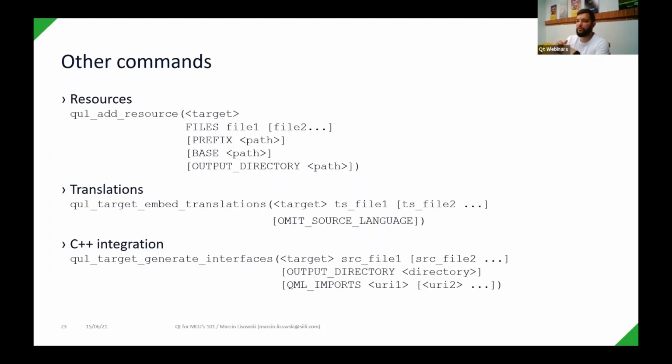For example, if you have assets in your project located in, let's say, a complex and long directory, you can shorten that requirement of passing the whole path in your QML files by providing a general common base that will be added internally in our Qt for MCUs engine, and you will not have to provide that path in QML files. And of course, an output directory to redirect all the artifacts to a different place.